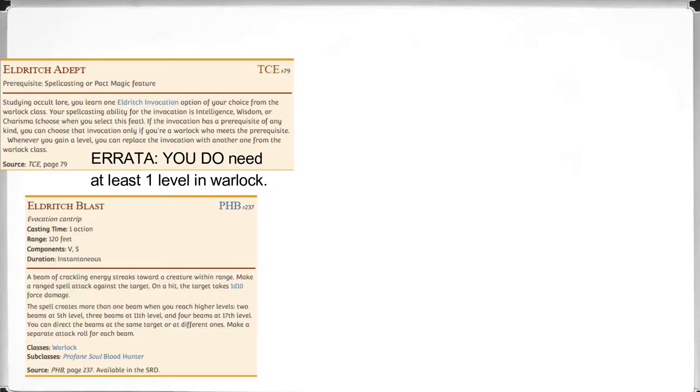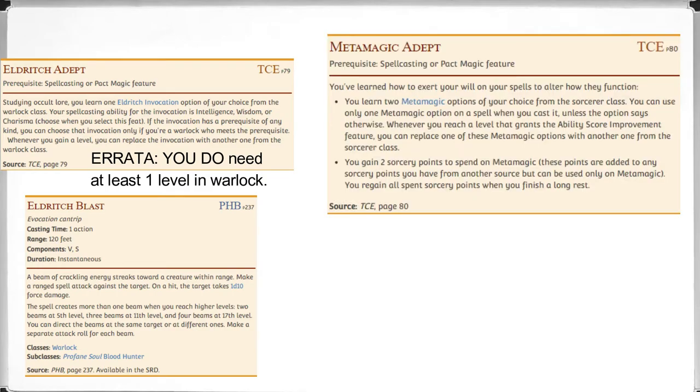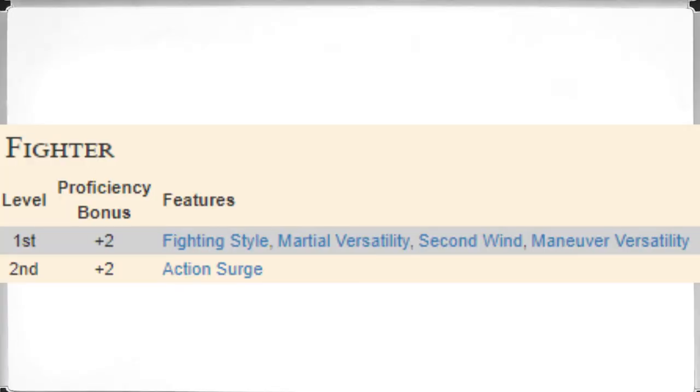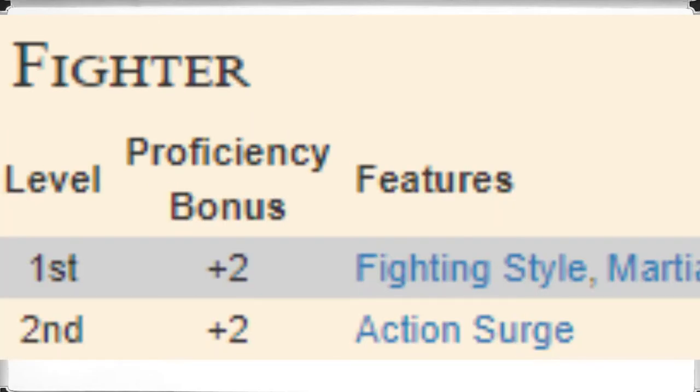Eldritch Adept once you get Eldritch Blast, Metamagic Adept so you can show the world and your DM what the true meaning of pain is, a fighting style that should be Archery for +2 to attack rolls with ranged weapons, which you should be able to get the moment you pick up Fighter, so don't even weasel your way out of this one, buddy!